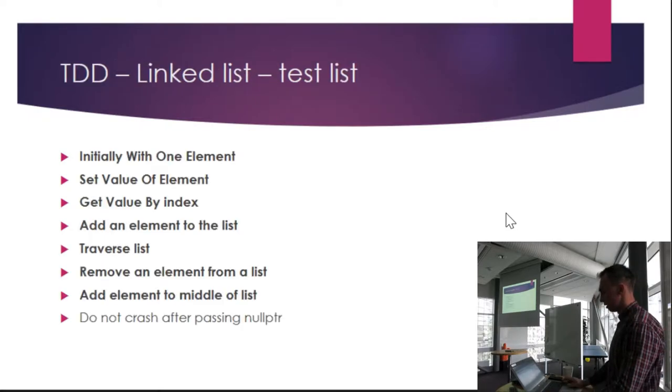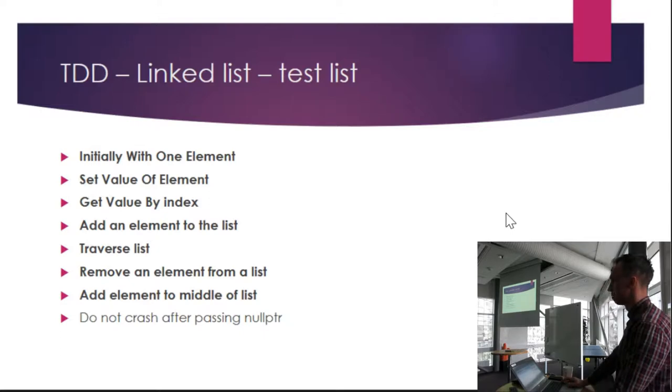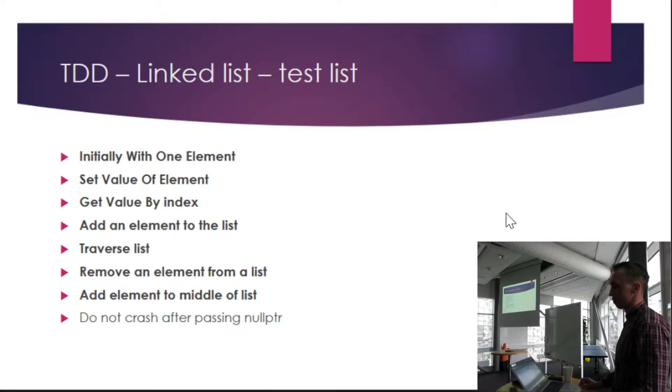Okay, so now we will move to hands-on TDD. I will show you how to implement a linked list in test-driven development in pure C. We will be working on Ubuntu, on Eclipse, with the GCC compiler. So I've written the test list for our linked list. The first test I want to pass is that I am able to create a list with only one element.